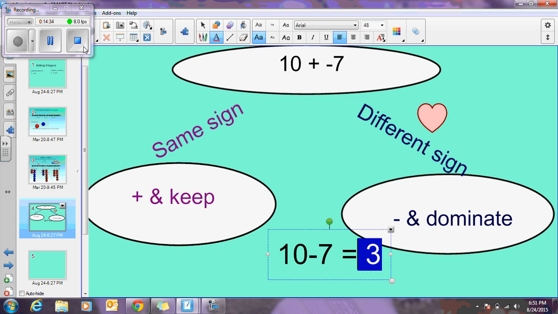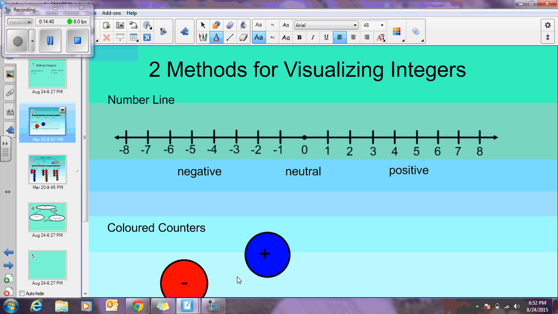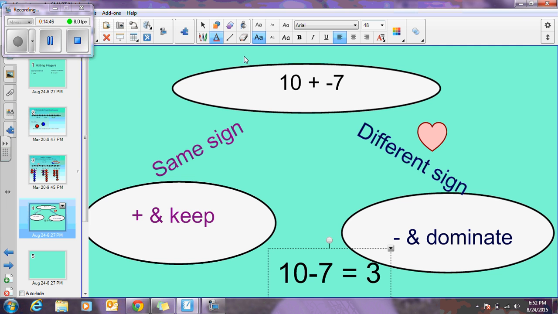So I hope that helps you with adding integers. You've got lots of different options. You can use the number line. You can use some sort of counter or drawing, or you can do the same sign or different sign strategy.